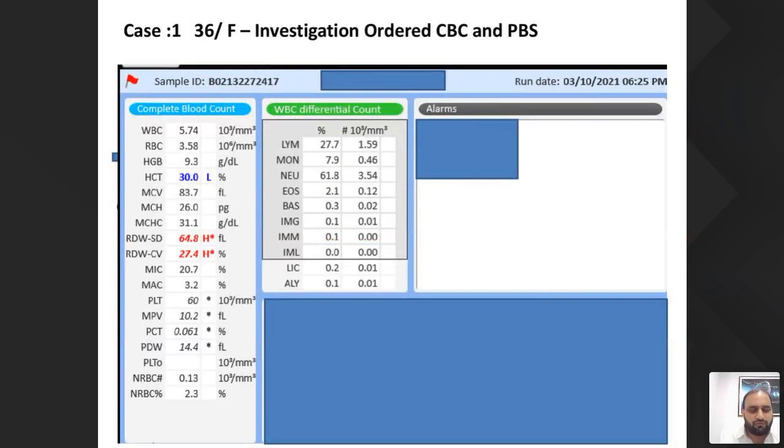Now, this is a simple case of a 36 years old female. You can see the hemoglobin was 9.3, MCV of 83.7. Now, this case also had a peripheral blood smear examination. Obviously, the slide was made, but before I had seen the slide, I knew that the RDW here, as you can see, was on a higher side.